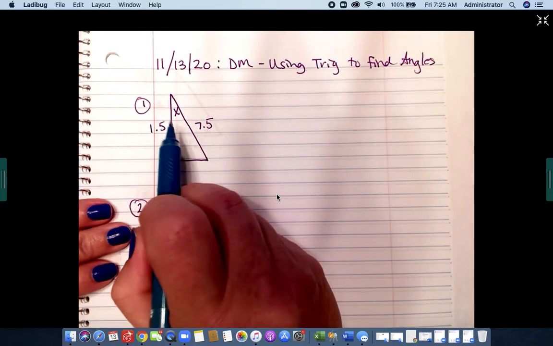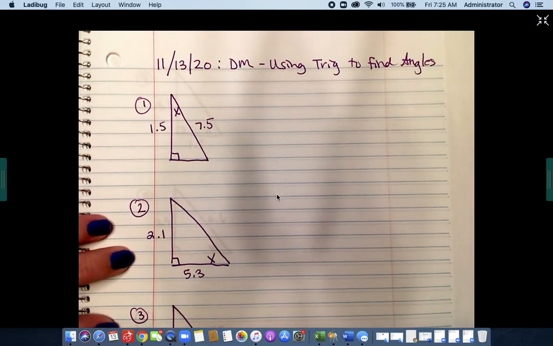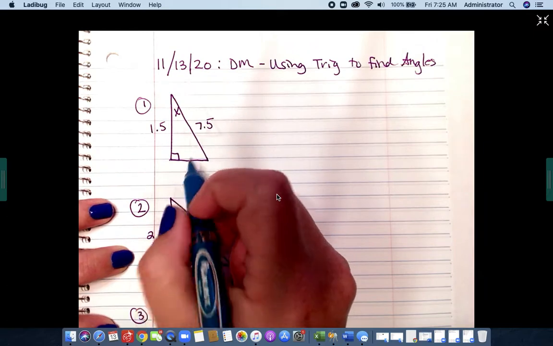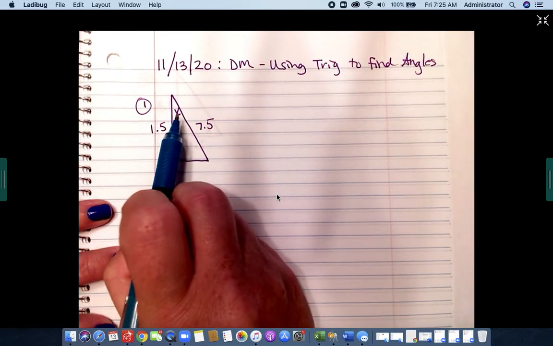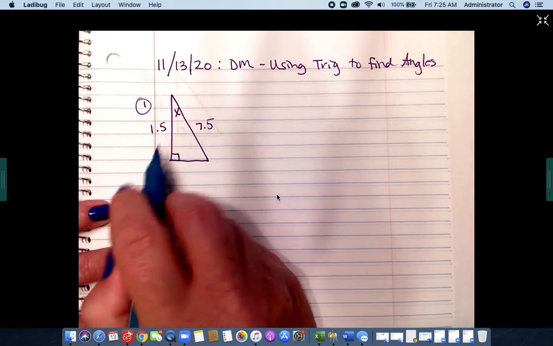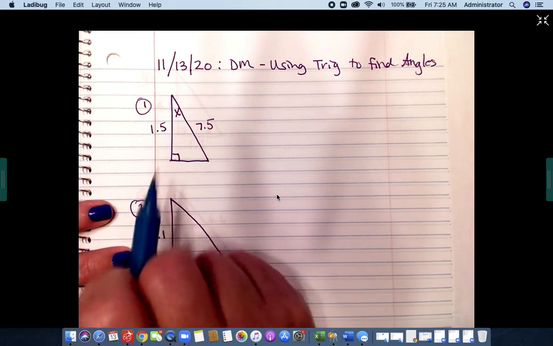So here, notice again, all of these are right triangles. Our trig only works for right triangles here, right triangle trig. So we have a 90-degree measure. We have this angle up here that we're given as x, meaning our job is to solve for that angle. What is that angle measure? And we're given these 2 sides.